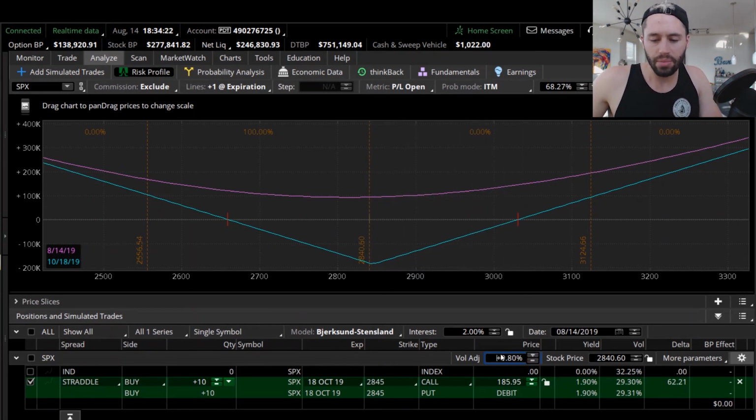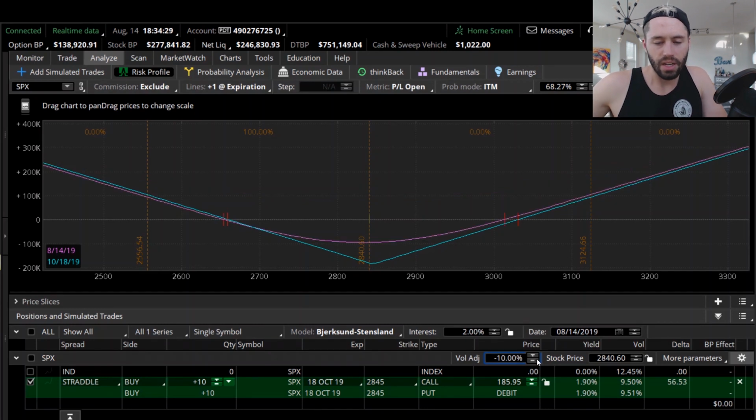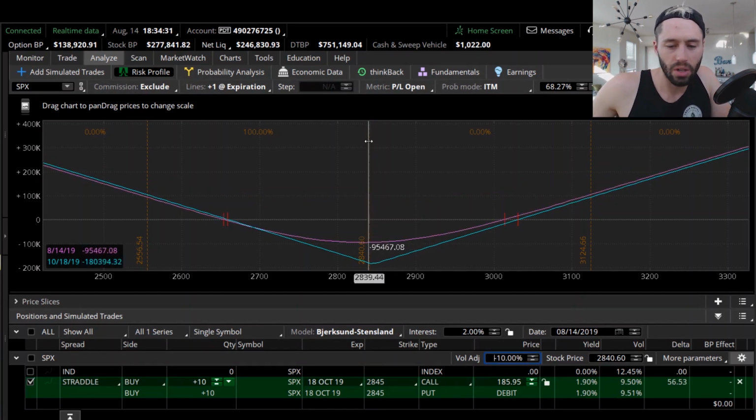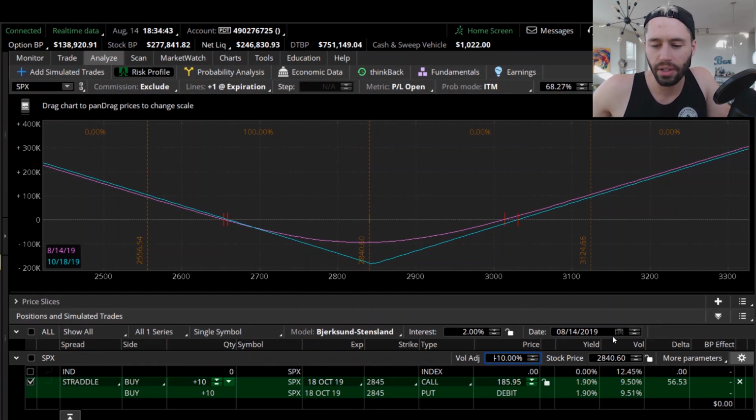And then you can also see the opposite, like let's say the market rallies and volatility crashes, the VIX crashes, and we have a negative 10%, you can see how much of a write down our long straddle would take. So even if SPX did nothing, it stayed where it's at, but we had a 10% drop in implied volatility, our straddle would be down 95,000 bucks. So you can play with these parameters, right? You have the date, you have volatility adjustment, they even have a little stock price adjustment here that you can do, but my favorite ones are the date and the volatility adjustment.